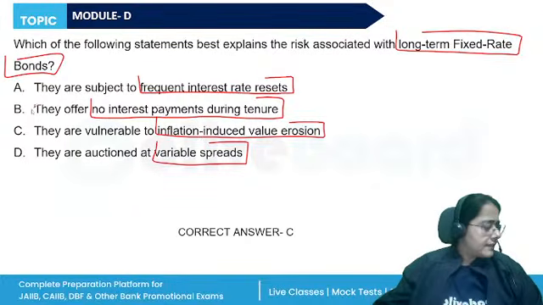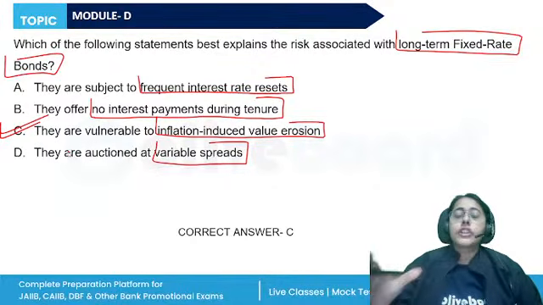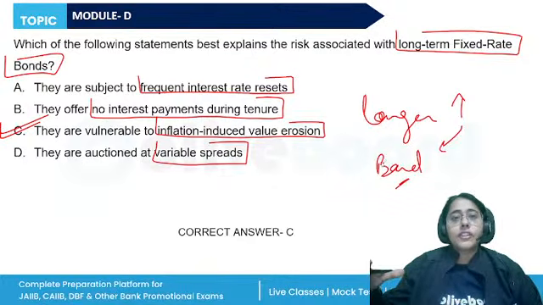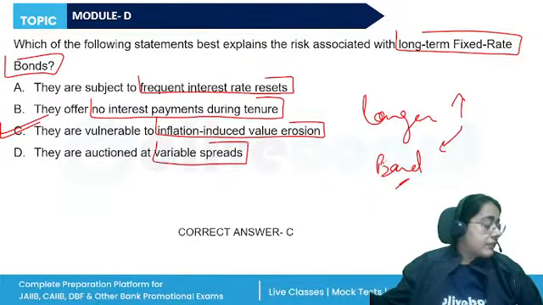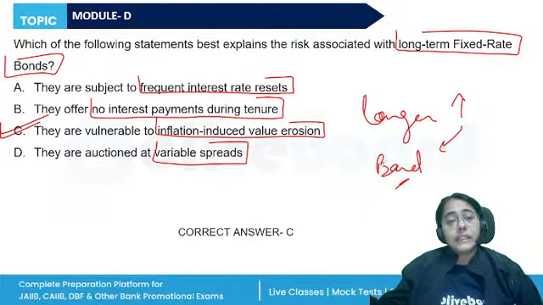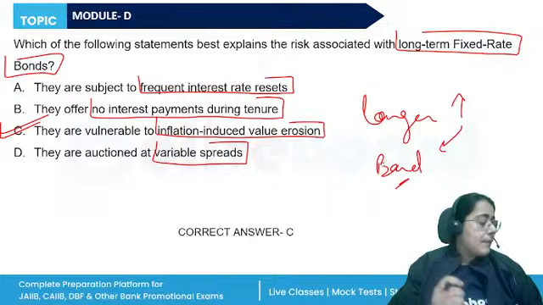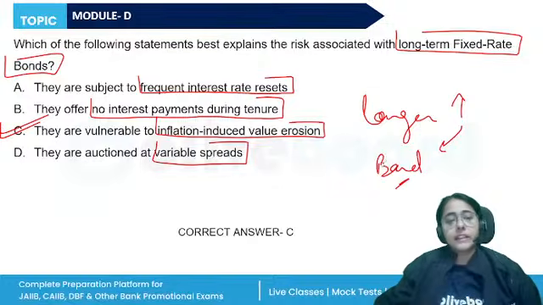Yes, the correct answer is C. Simple question. C, they're vulnerable to inflation-induced value erosion. When the fixed rate bond is of a longer term and inflation increases, this benefit will not be given to the bond. Even when the business cycle is in a boom, we won't have the benefit. The inflation goes on increasing, so if the value is fixed, compared to inflation, the value of money will be low. So the correct answer is C.